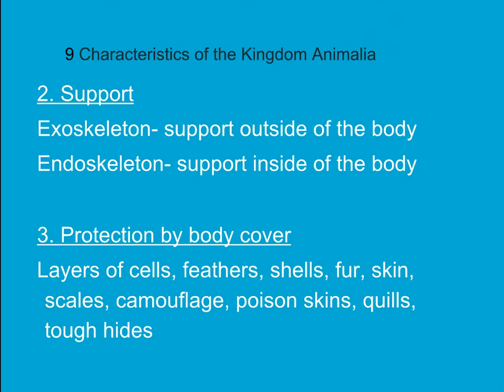The second and third characteristics are support and protection. An exoskeleton can support the outside of the body. It's on the outside and protects the body. The endoskeleton supports the body on the inside. For protection, animals have a body cover. They can be layers of cells, feathers, shells, fur, skin, scales, camouflage, poison skins, quills, and tough hides.